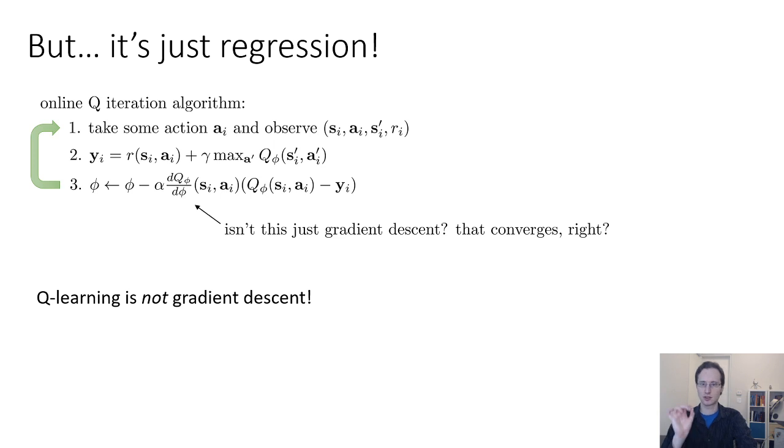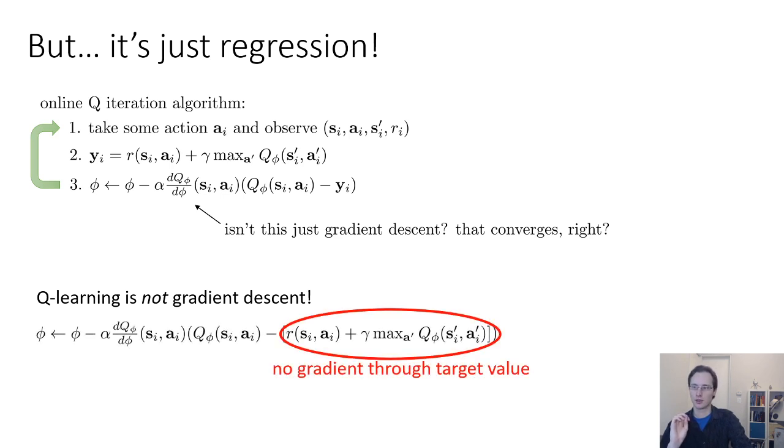Well, the subtlety here is that Q-learning is not actually gradient descent. Q-learning is not taking gradient steps on a well-defined objective. It's because the target values in Q-learning themselves depend on the Q values. And this is also true for Q iteration. But you're not considering the gradient through those target values. So the gradient that you're actually using is not the true gradient of a well-defined function. And that's why it might not converge.